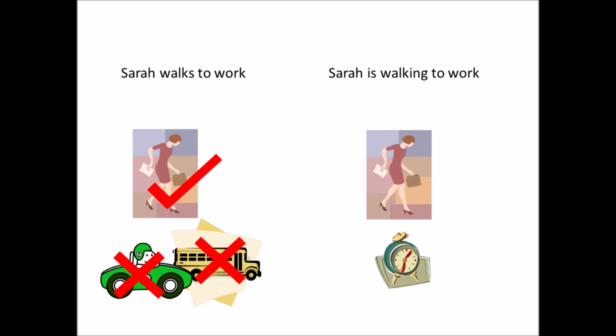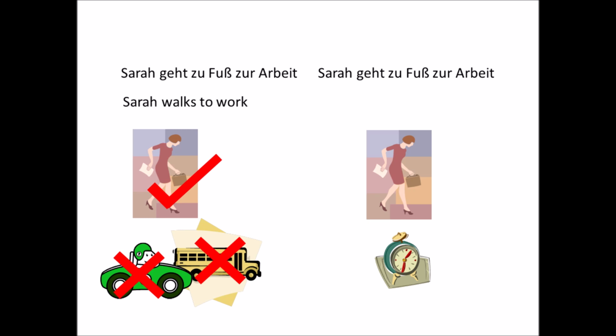There's only one present tense, and it covers both those meanings. So, Sarah geht zu Fuß zur Arbeit can mean either Sarah walks to work or Sarah is walking to work. Most of the time, the difference is obvious from the context, at least to a native German speaker. But if it's not, and the speaker wants it to be, then they might add an extra word like gerade, which means right now, when they want to specify that Sarah is walking to work right now, not that this is how she generally goes.